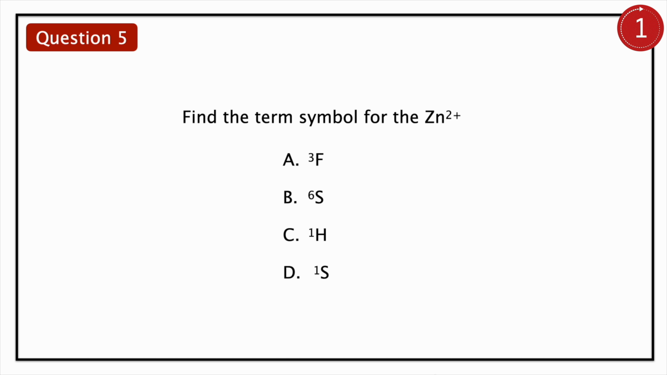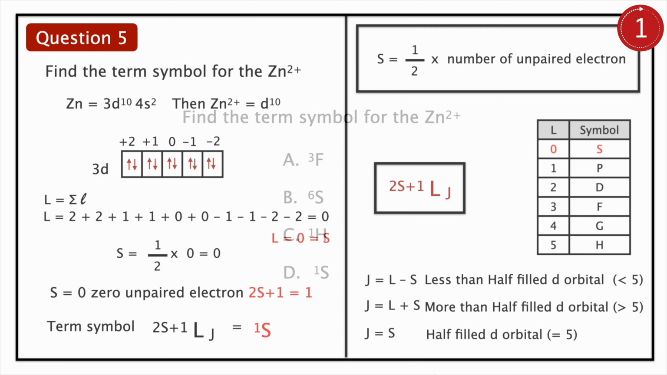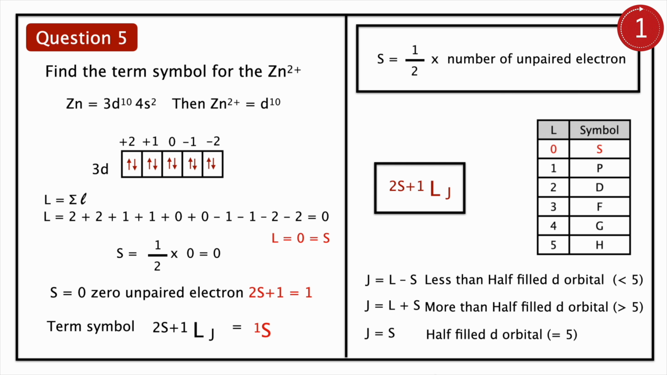Then the final one: find the term symbol for the zinc 2+ system. The choices are 3F, 6S, 1H, 1S. You should find which is the term symbol for Zn2+. The zinc 2+ system is a d10 system. The configuration is 3d10 4s2. For zinc 2+ you should remove 2 electrons, so it is a d10 system.